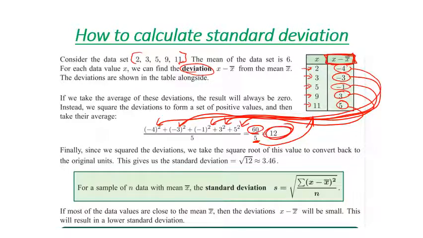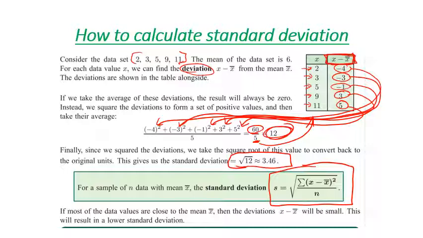Once we've got that 12, since we squared all the deviations to start with, we have to take the square root of this value to convert it back to its original units. That is why we end up square rooting 12 here. Now this whole process is given by a formula. Standard deviation is the square root of the sum of the values, take away the mean, all squared, divided by the number of values.